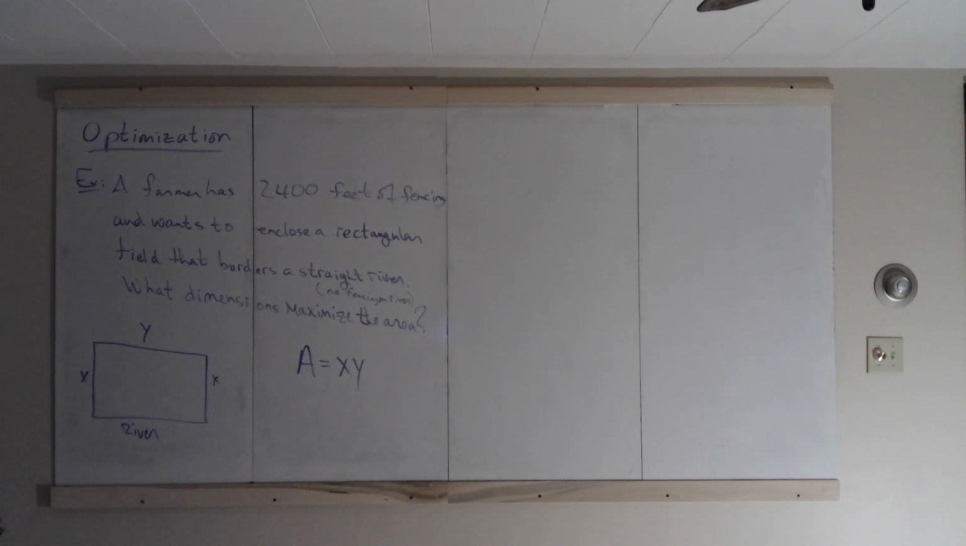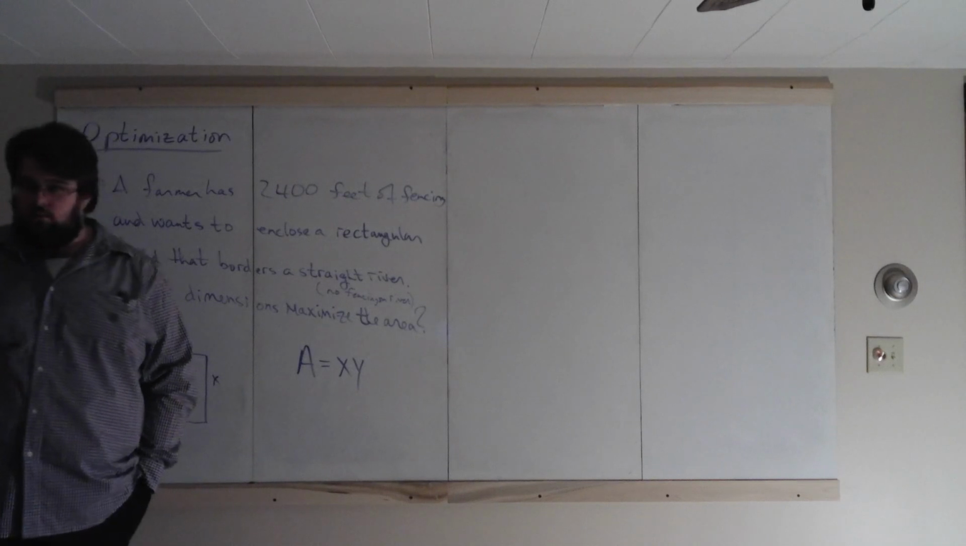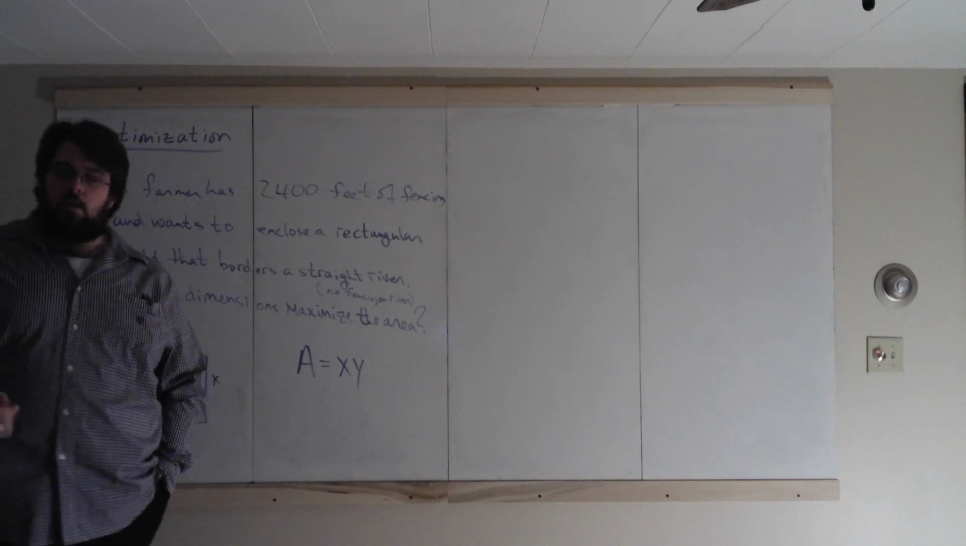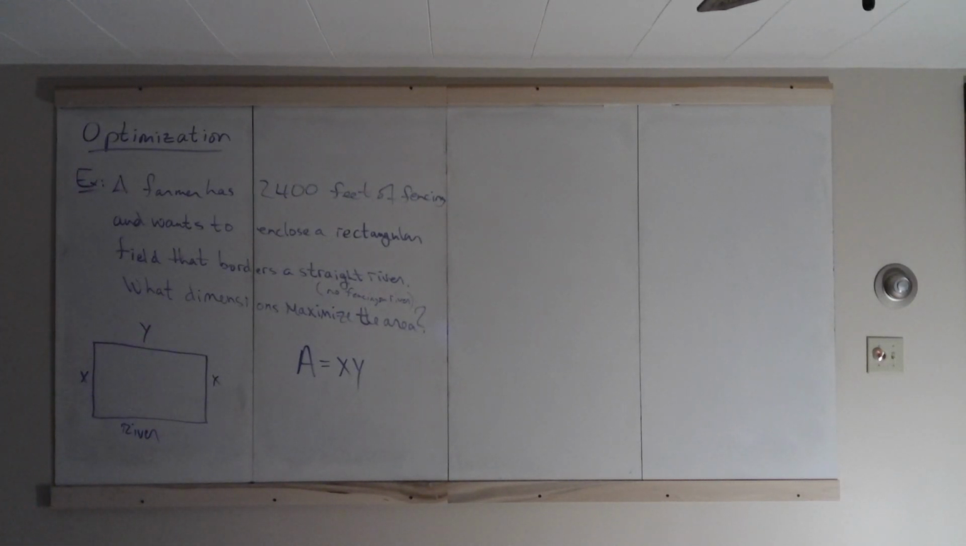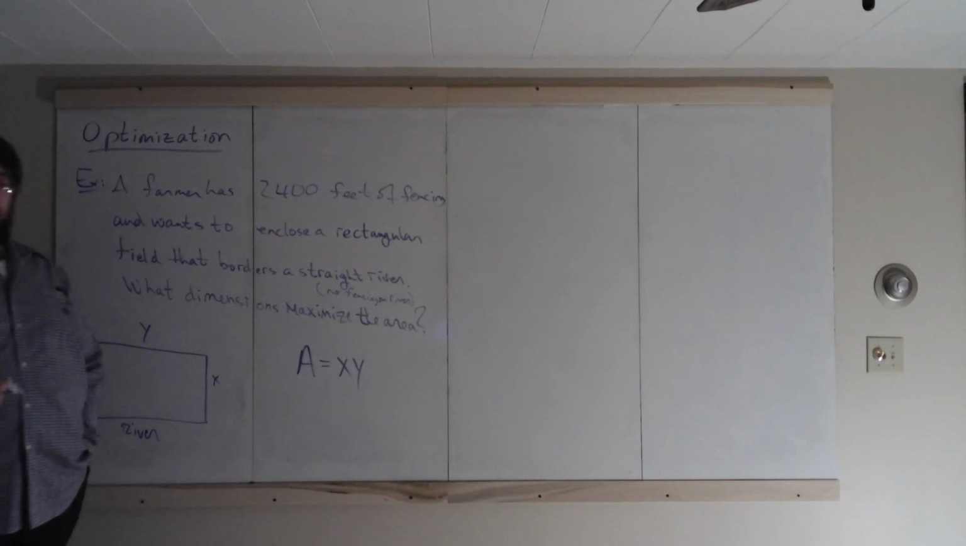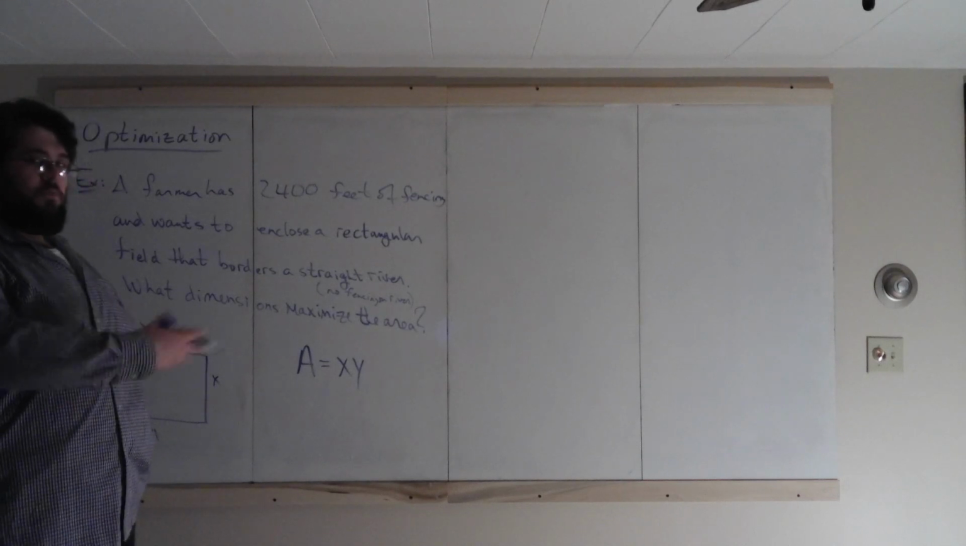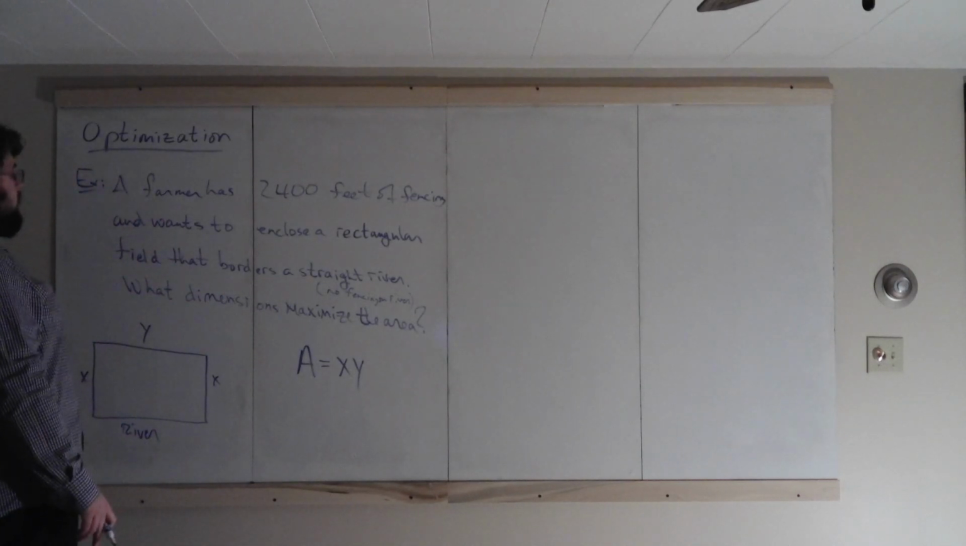Area equals x times y. Well, that's great. We have a function of two variables. We do not know how to deal with functions of two variables in Calc 1. That is a Calc 3 topic, maximizing functions of multiple variables. But here, we're given other information in the question, and that other information will allow us to remove one of those variables. What other information do we have?